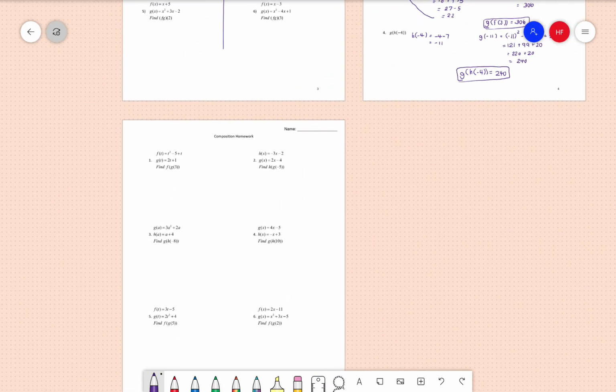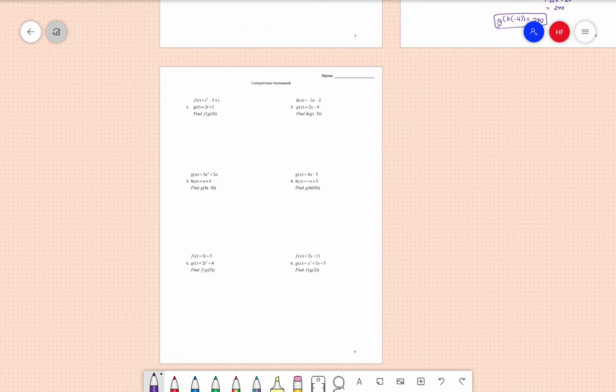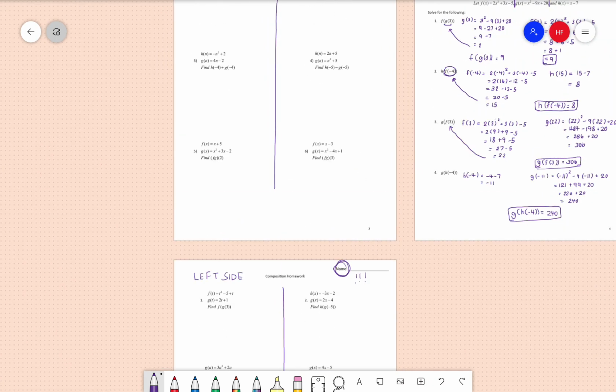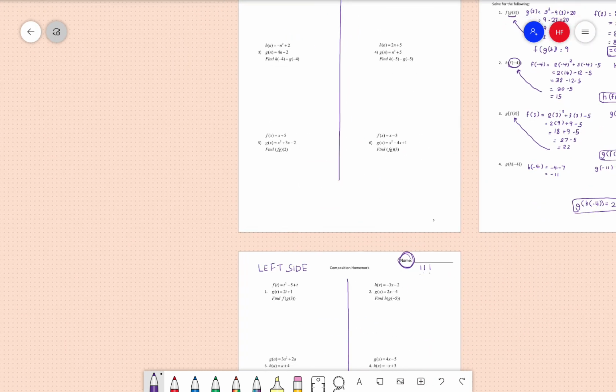So then for your homework for composition, we're going to do the left side again. So for today, you're only doing the left side of each. You're doing the left side of operations and the left side of composition. Make sure your name is on it or you won't get any credit at all. So we've got left side of composition, left side of operations.